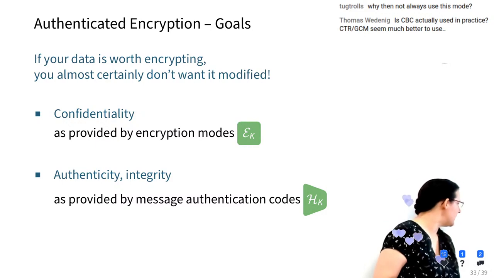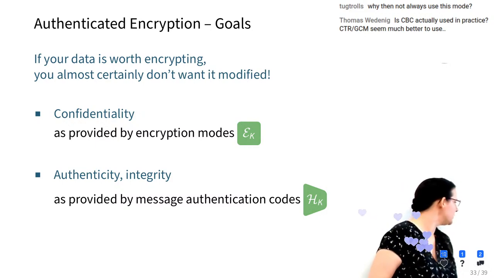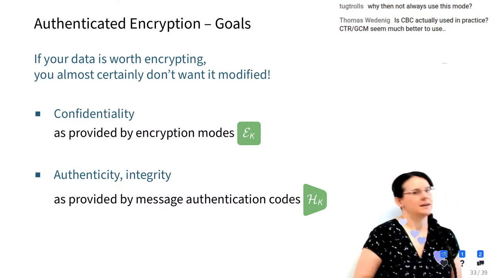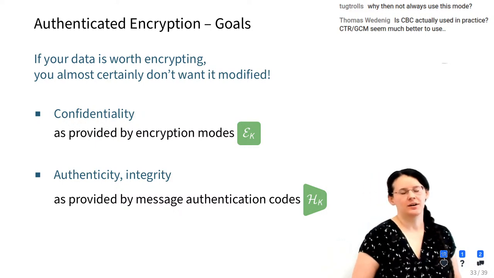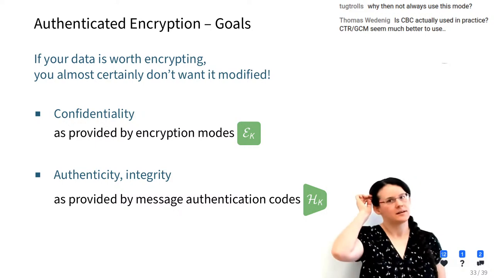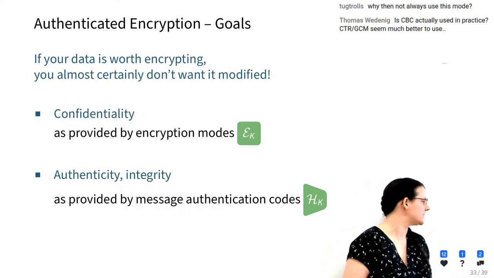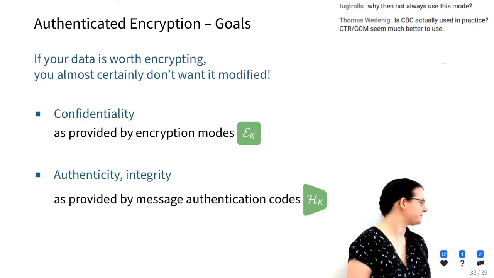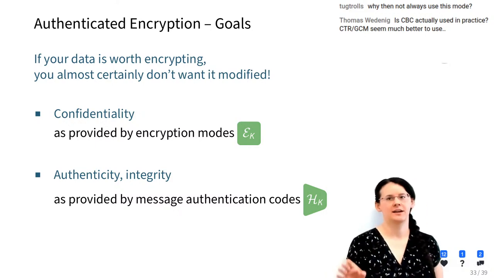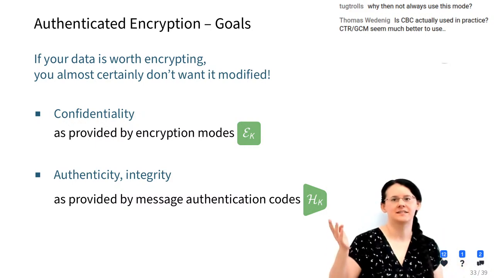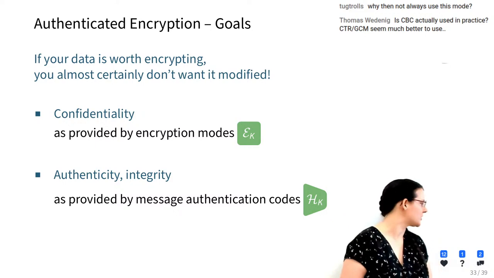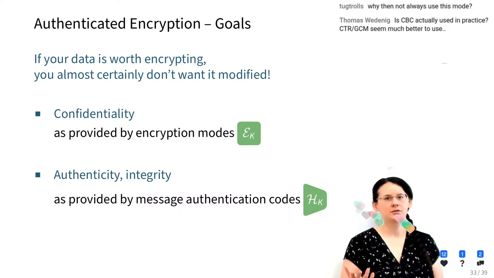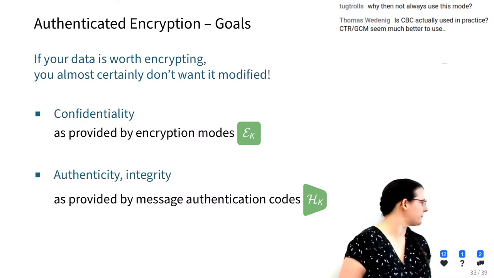I just see there's one more question here, namely, is CBC actually used in practice? CTR, GCM seem much better to use. Yeah, not a lot. Almost all more modern encryption schemes default to using something like GCM, which includes counter encryption. So CBC is not used a lot, at least not for encryption. But if you remember back, this CBC mode looked exactly like the CBC-MAC mode that we saw in the MAC lecture. So you do find this building block, but usually not for encryption only.